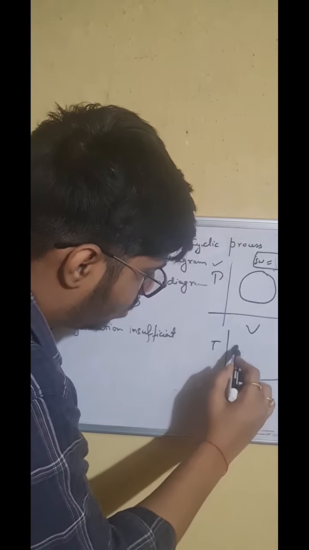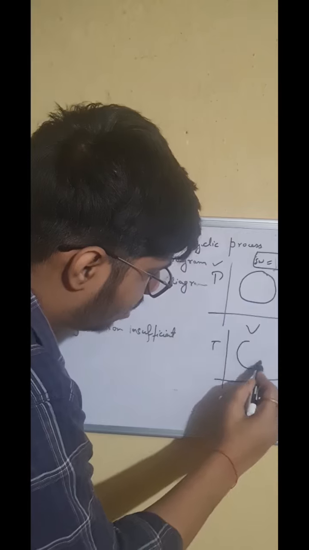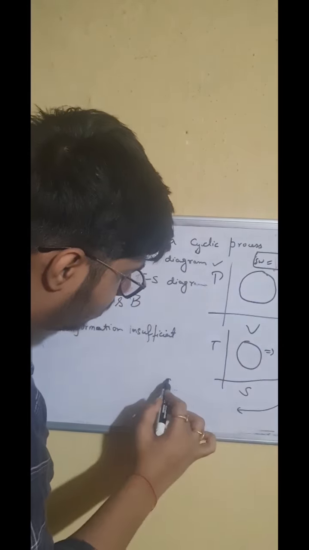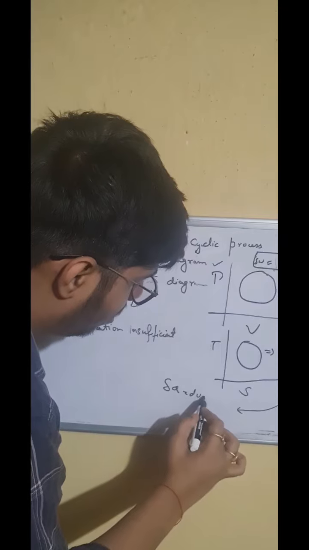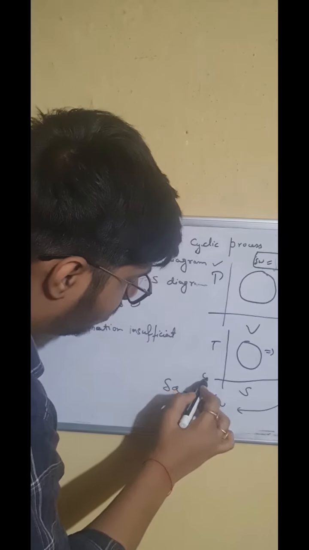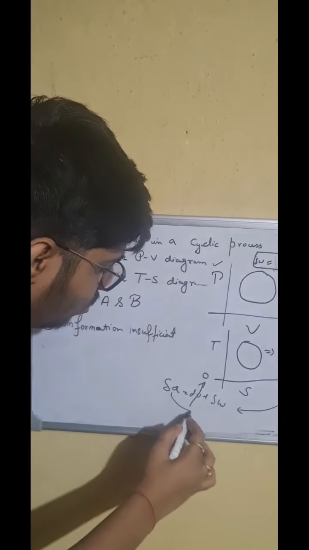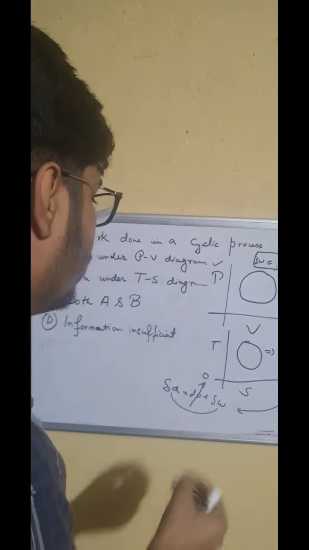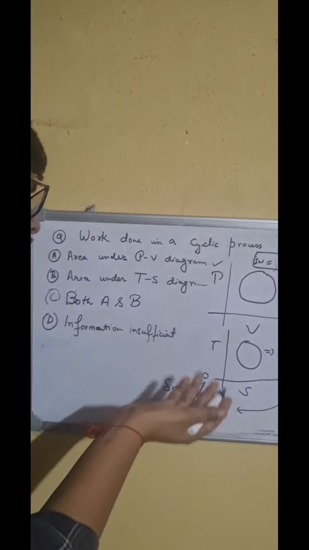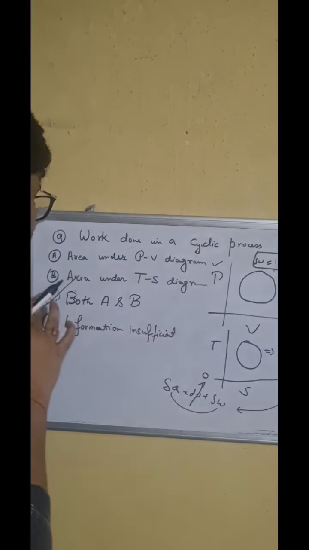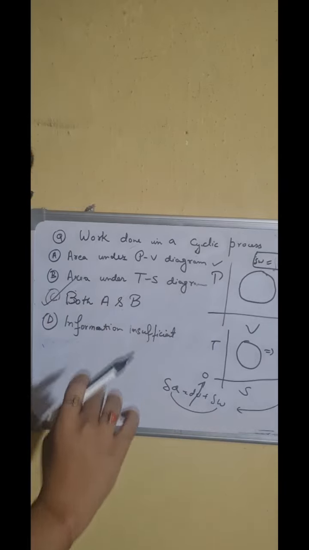Why? Because although the area under the TS diagram is going to give you net heat interaction, when you apply the first law of thermodynamics, δQ is equals to dU plus δW, the dU value is going to be 0 for a cyclic process. So whether you are drawing a TS diagram or whether you are drawing the PV diagram, both are going to give the same work interaction or heat interaction. So correct answer to this question seems that it should be option C, both A and B.